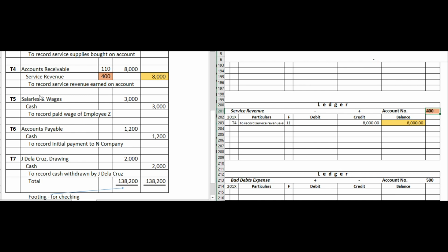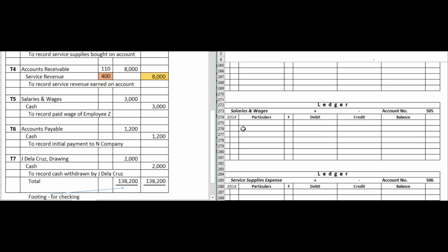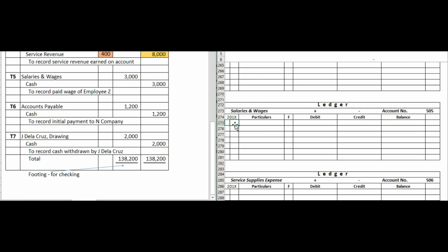Next. Salaries and wages. Transaction 5. Salaries and wages, expense yun. Transaction 5 na tayo. Explanation. Reference J1. Debit 3,000. Balance 3,000. Okay? Ito siya, number 505.